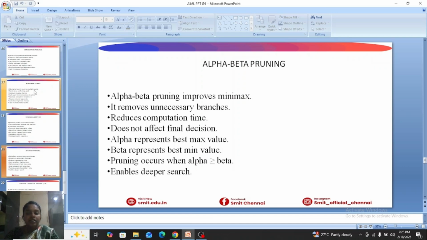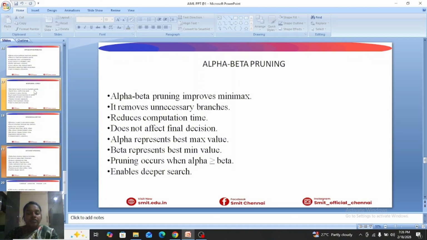Key terms: alpha and beta. Alpha is the best maximum value that the maximum player can guarantee so far. Beta is the best minimum value that the minimum player can guarantee so far. Basic idea: maximum tries to maximize the score, minimum tries to minimize the score. If at any point alpha is greater than or equal to beta, further exploration of that branch is stopped, pruned. This is because the current player already has a better option elsewhere.